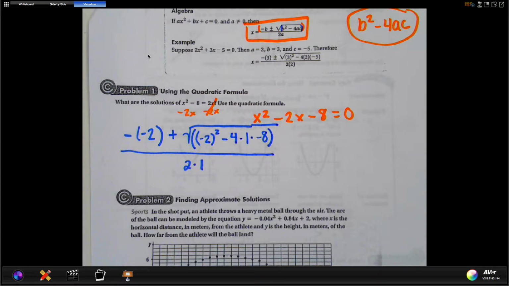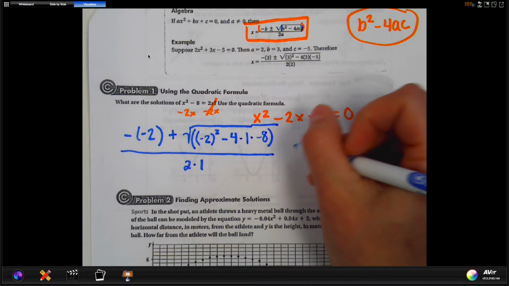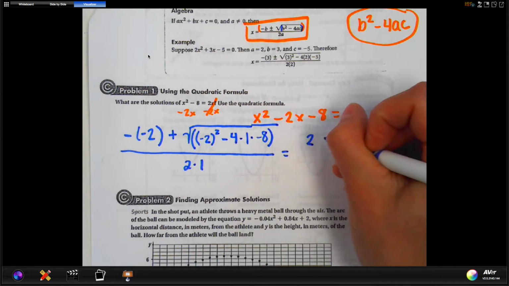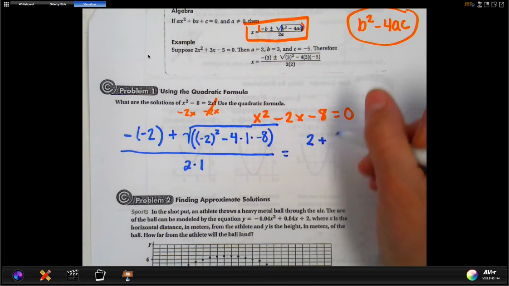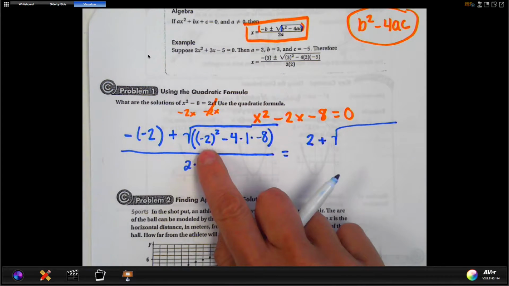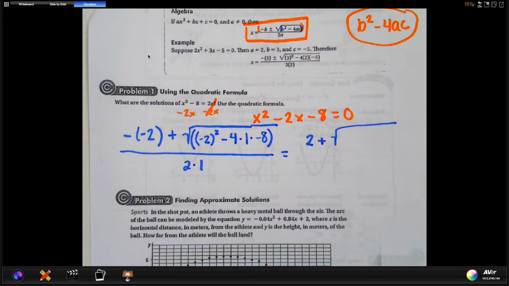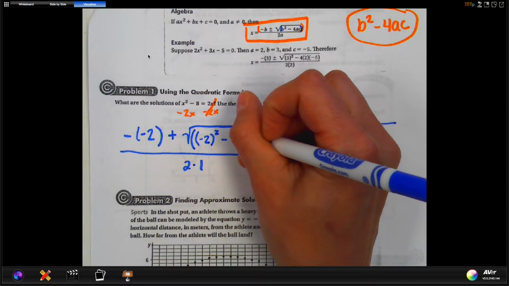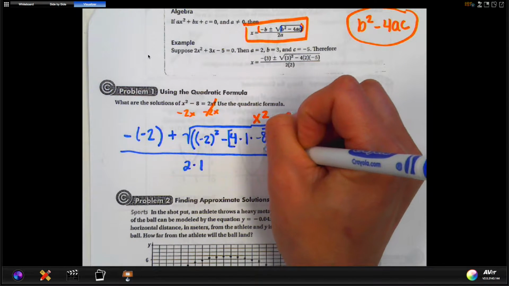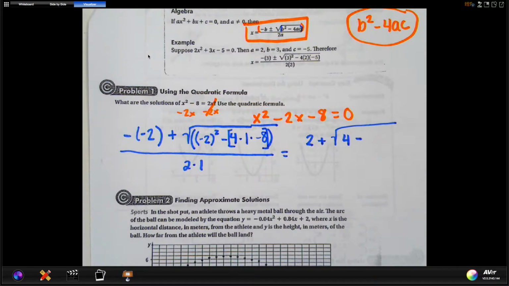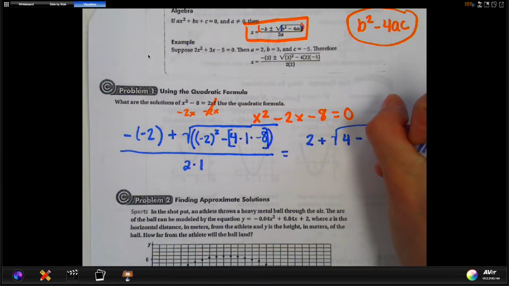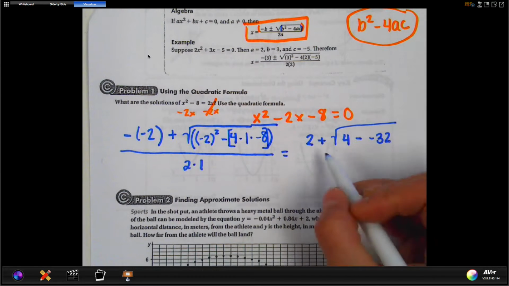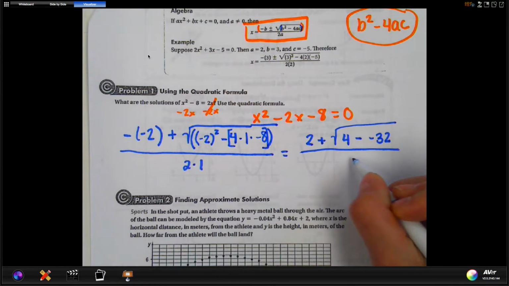You simplify as you go. What's the negative of negative 2? Positive 2. And now we're going to say plus. Now we're going to simplify underneath here. What is negative 2 squared? Positive 4. And then I'm going to do this part first, so I'm going to put brackets in here. What is 4 times 1 times negative 8? 4 times 1 is 4, so negative 32. Yes, that's right. And now this is all going to get divided by 2 times 1, which is 2.